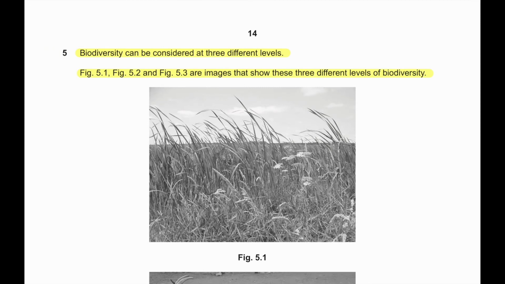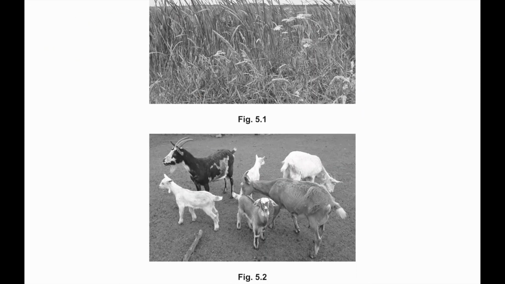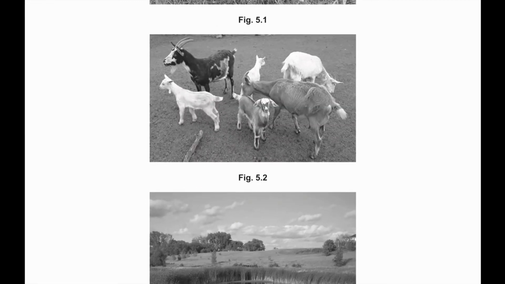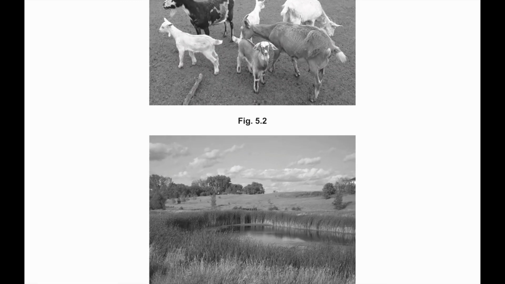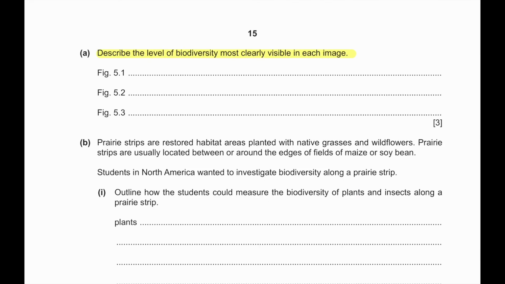In 5.1, we can see many different species. In figure 5.2, we can see a variation within that particular genetics that is available within the same species. And in figure 5.3, we can see a particular habitat or an ecosystem. So figure 5.1 is species, figure 5.2 is genetics, and figure 5.3 is habitat or ecosystem.